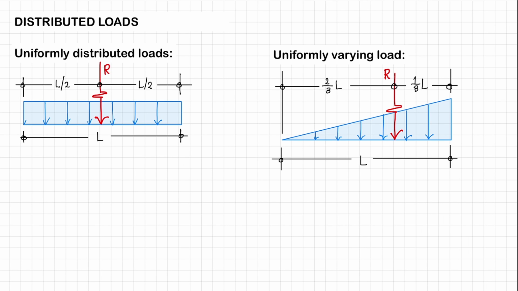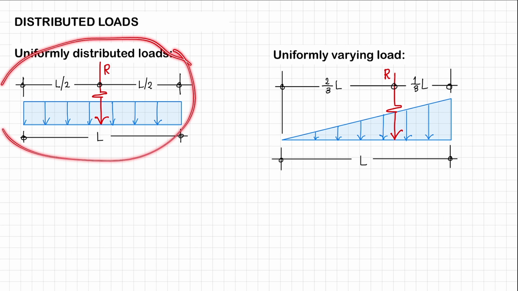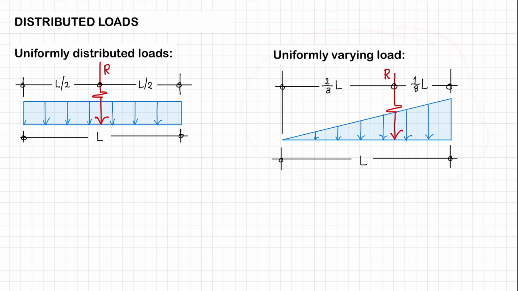Our structures are designed to carry loads, and sometimes those loads are distributed over a surface area. The most common types of distributed loads that you will encounter for your basic engineering mechanics and structural theories are uniformly distributed loads and uniformly varying loads. A uniformly distributed load means that the load is equally distributed throughout, let's say this is a beam, throughout your beam or your structure.